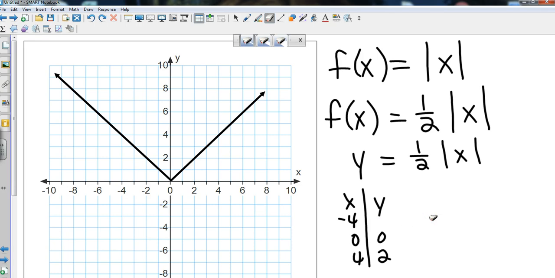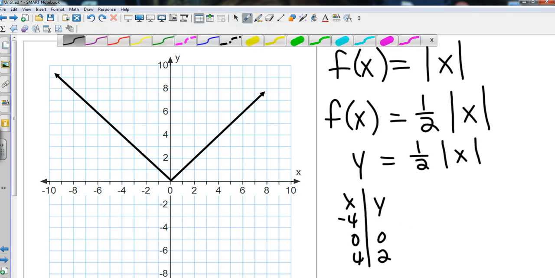Absolute value of -4 is 4. 4 divided by 2 is 2. So that was -4, 2. That's 0, 0. And that's 4, 2.